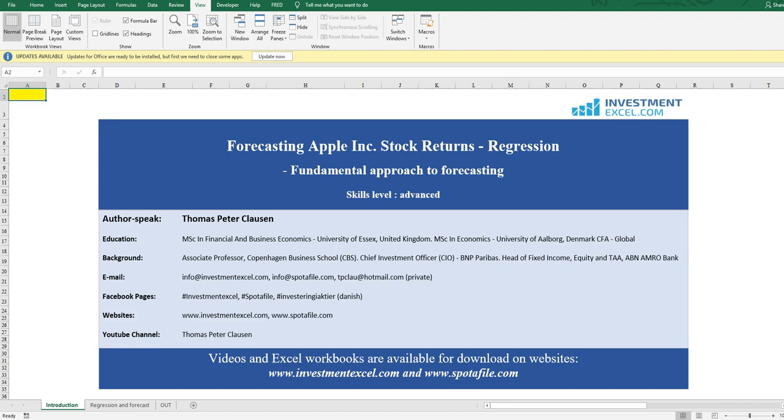I'm representing investmentexcel.com in this session where I will show you how to build a very simple linear regression model to predict the returns of Apple Inc.'s shares. We will apply a fundamental approach as opposed to technical approaches, where we'll focus on one driving factor for earnings in Apple, namely US GDP.